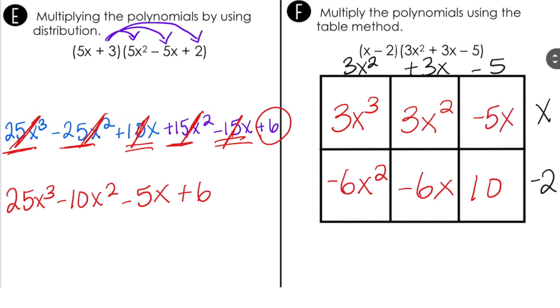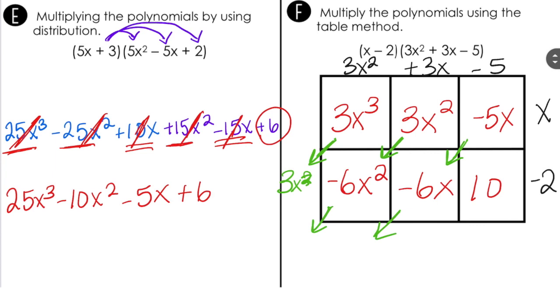This is kind of where I like the table method because our like terms are neatly organized. So I'm going to go ahead and make my arrows, just making the arrows down the diagonal. All right. Same thing like the first example we did with the table method. The 3x to the third power, there is nothing else to combine it with, so we're just going to bring that down.